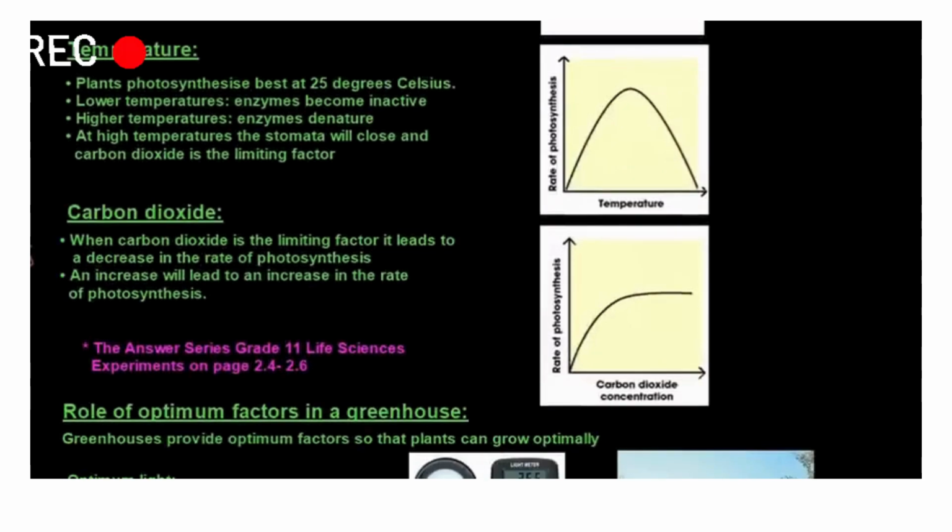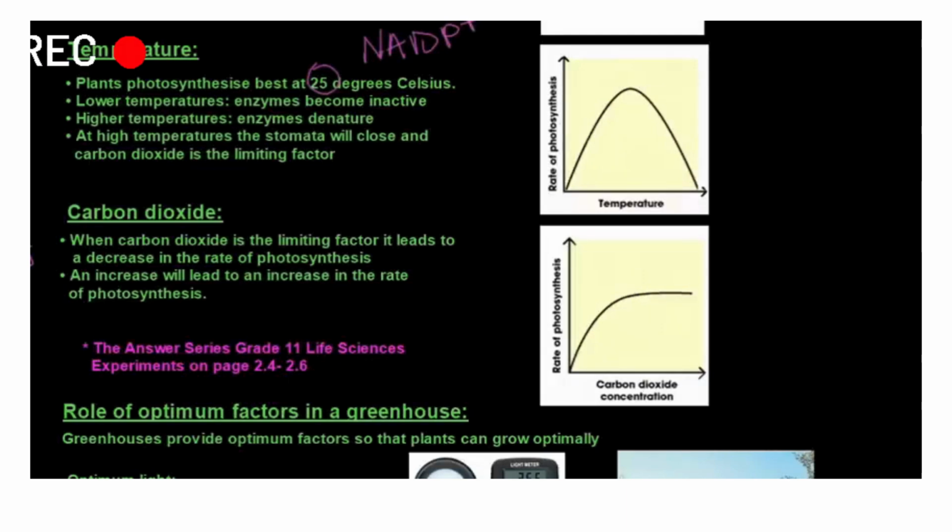Looking at the next factor, it is temperature. Plants photosynthesize best at 25 degrees Celsius. That is the optimum temperature that they have. Anything lower than that will affect the enzymes. They become inactive, and one of the enzymes we know that has to function during this process is NADP. So that will become inactive.